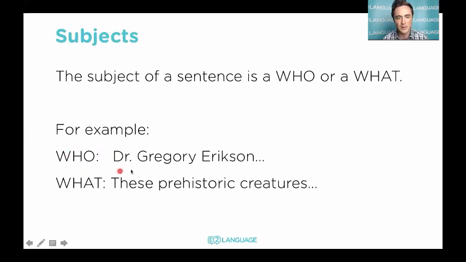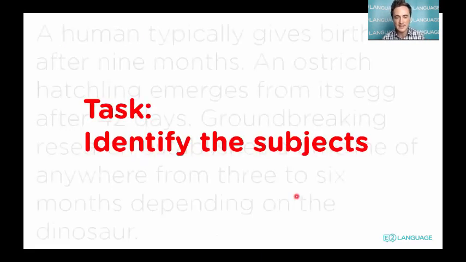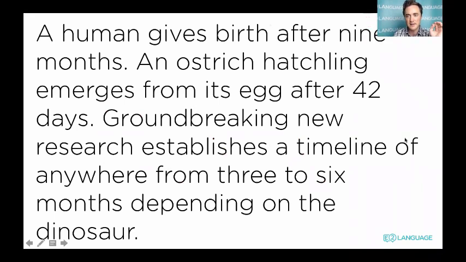For example, who? Dr. Gregory Erickson. That's the subject of the sentence. Or what? These prehistoric creatures. In other words, it can be a person or a thing, okay? Is the subject of a sentence. Here's a task. I want you to identify the subjects, write them into the chat. I'll give you a couple of minutes. Here we go. What are the subjects of these sentences? Please type them into the chat. Identify the subjects.